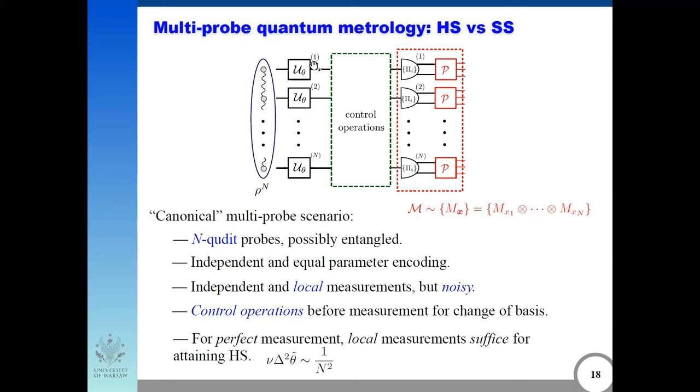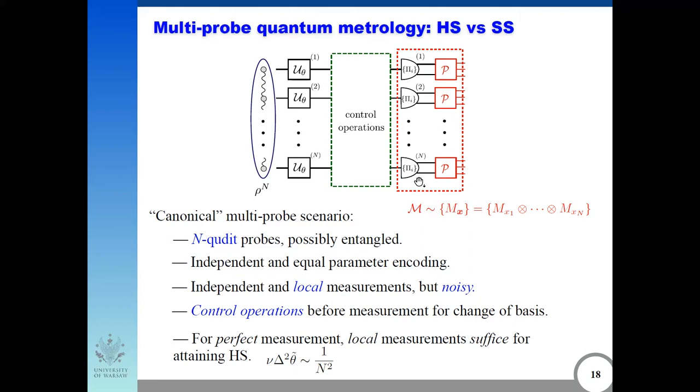And then we send them into independent and equal parameter encoding because we want to estimate the same, for example, magnetic field, so they are the same. And then in the end, to extract the information, we are going to do independent local measurements. And each of these local measurements could be contaminated by noise. So now the structure of this measurement M will also have a tensor product structure for the overall POVM elements.